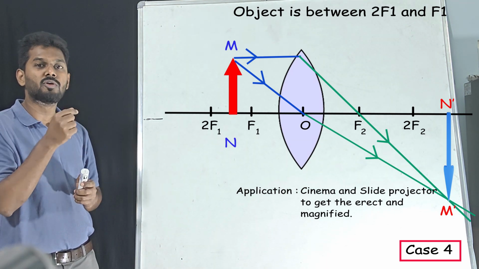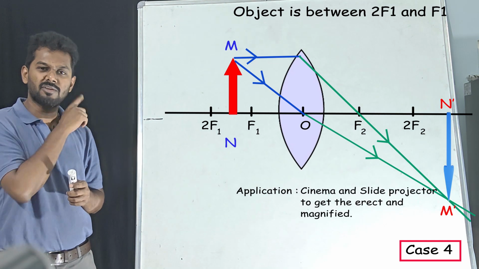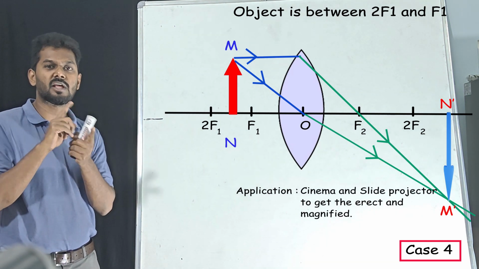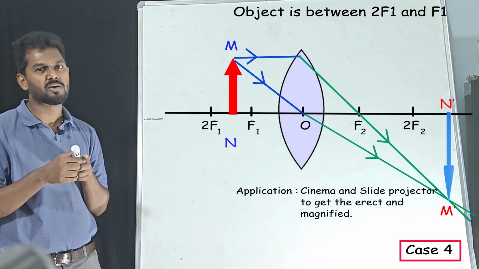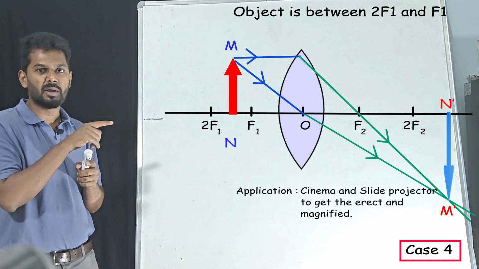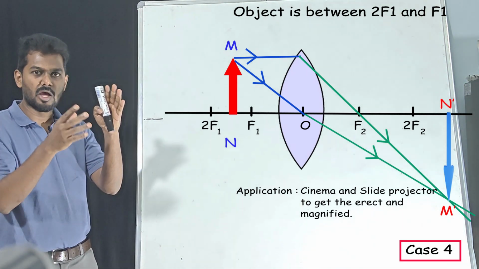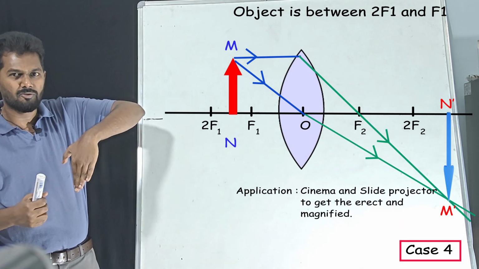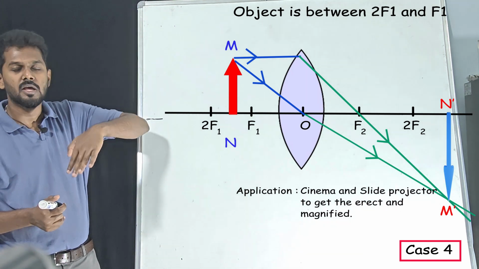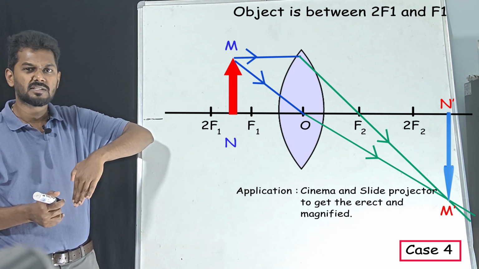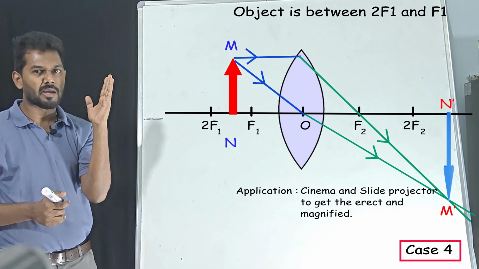Here also we are going to get an erect image. In the previous case we used the terrestrial telescope. In that case also we are going to get erect images. If the image is upside down, it will be very difficult for observation, correct? So these lenses will make it an erect image.